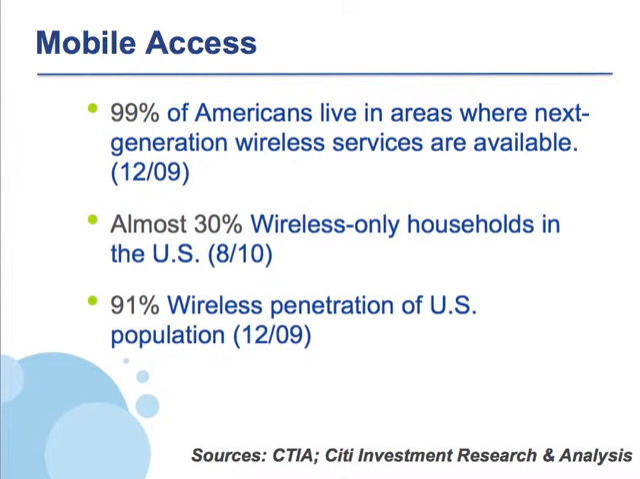The first stat, 99% of Americans live in areas where wireless service is available. And what this means is not necessarily phones, although that's definitely included here. Not only phone access, but also access to data, whether that's the old EDGE data access or the newer 3G or 4G as that data rolls out.